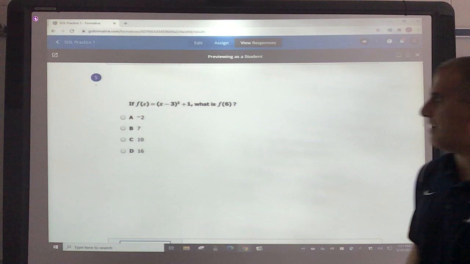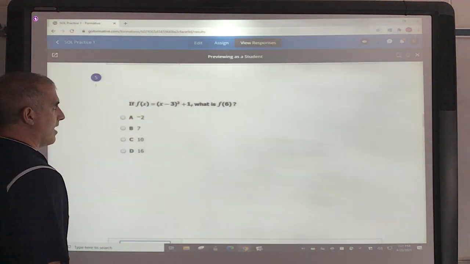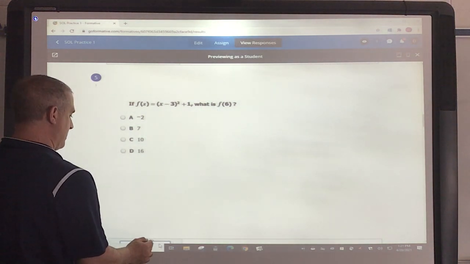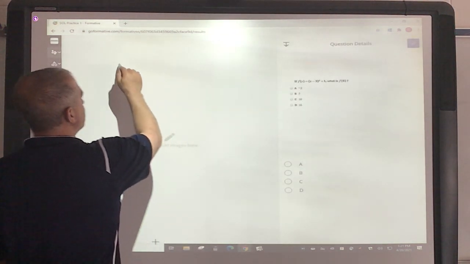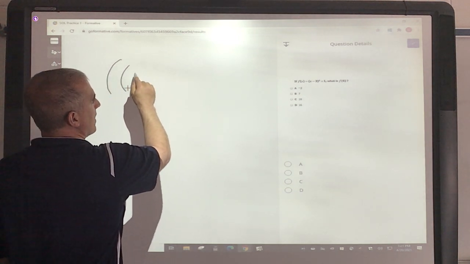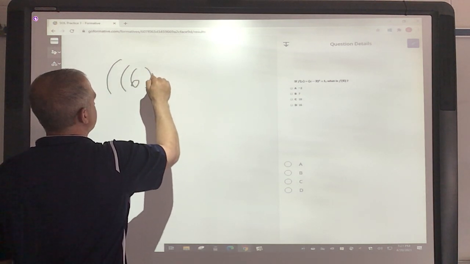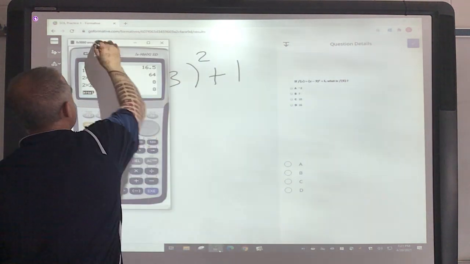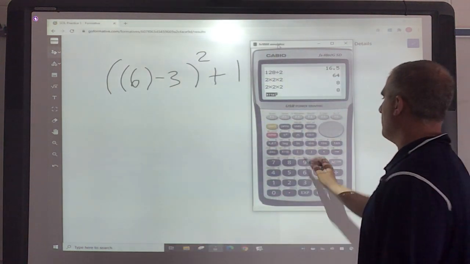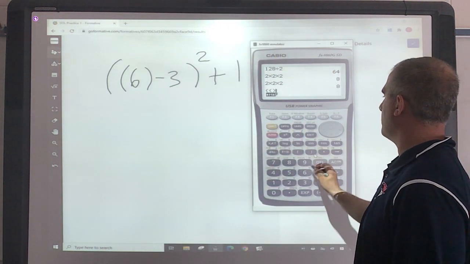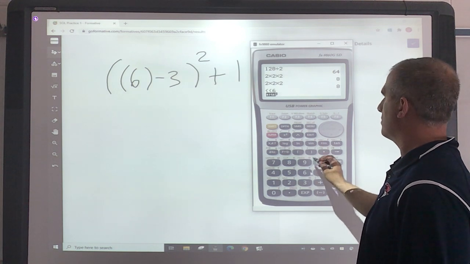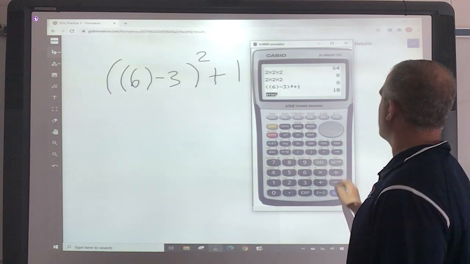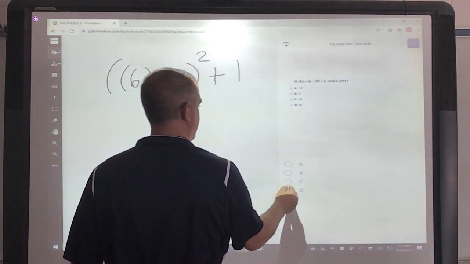Going on to question number 5. This is an evaluating question. Sometimes it just might be easier to put this inside where x is, with parentheses. Easier just to substitute that for x. So 6 minus 3 squared plus 1. Just put parentheses around the number, you get 10, which is answer C.